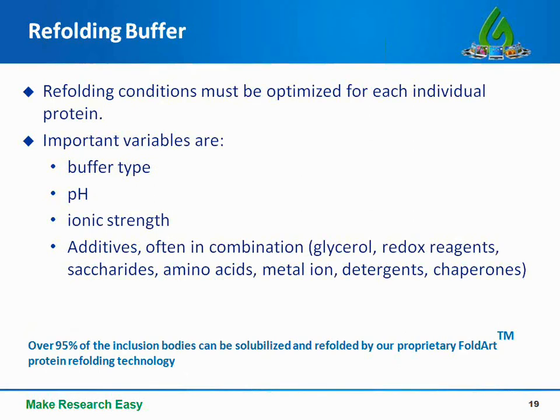The most challenging part of protein refolding is that refolding conditions must be optimized for each individual protein. There is no standard rule, and the key is the selection of the optimal refolding buffer. When you make refolding buffers, you need to take into consideration these important variables that contribute to correct protein refolding, including buffer type, pH, ionic strength, and additives, often in combination. With our proprietary FoldArt protein refolding technology, over 95% of the inclusion bodies can be solubilized and refolded.